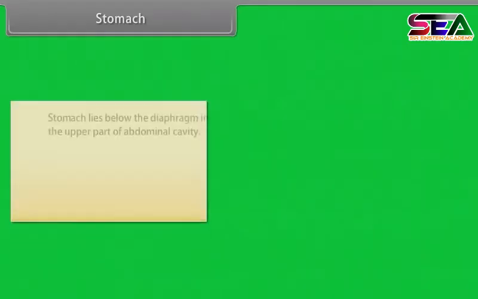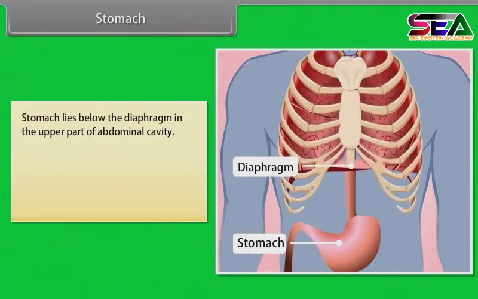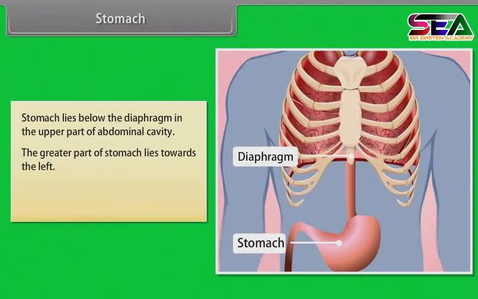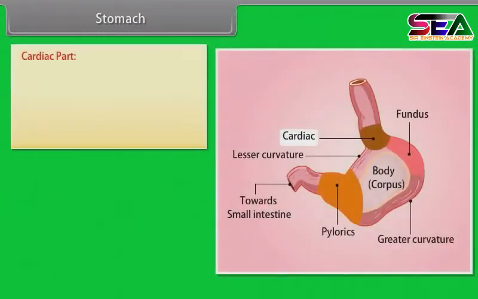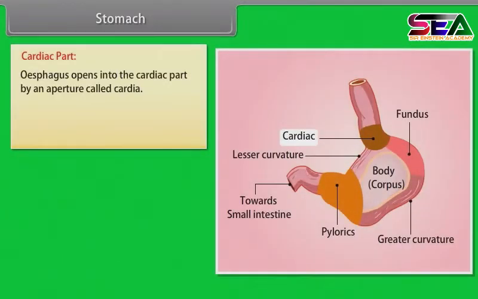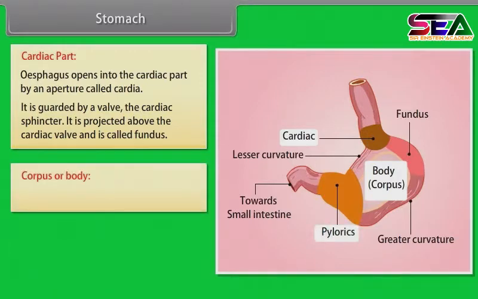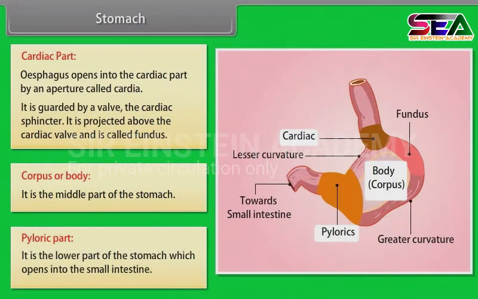Stomach. The stomach lies below the diaphragm in the upper part of the abdominal cavity. The greater part of the stomach lies towards the left. The stomach can be divided into the following parts. Cardiac part. The esophagus opens into the cardiac part by an aperture called cardia. It is guarded by a valve, the cardiac sphincter. The part projected above the cardiac valve is called the fundus. Corpus or body. It is the middle part of the stomach. Pyloric part. It is the lower part of the stomach which opens into the small intestine.